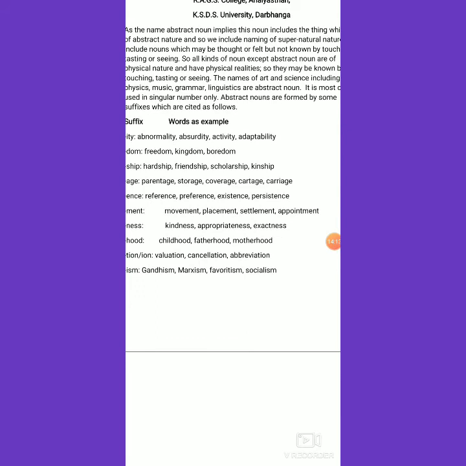The next suffix is age, that has been used in the formation of words like parentage, storage, coverage, cottage and carriage. You find that there are verbs like cover, store, carry, and in all these words from the verb form we have abstract nouns like coverage, storage, carriage and so on. So verb has been changed into abstract noun form.